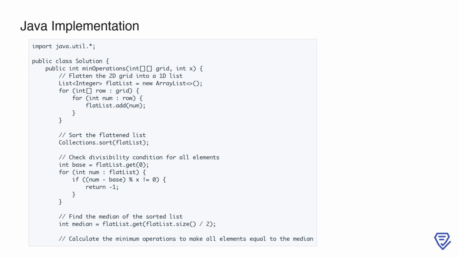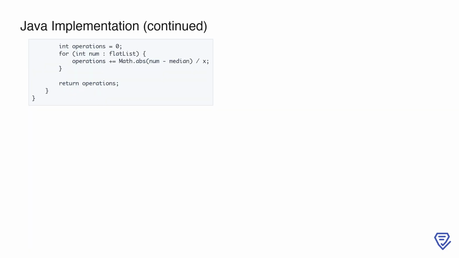Finally, we calculate the median of the sorted list, which represents the target value that minimizes operations when transforming the grid values. Once we have the median, we calculate the minimum number of operations needed to make all elements in the grid equal to this median. We initialize a variable operations to 0 and iterate through each value in the flattened list.